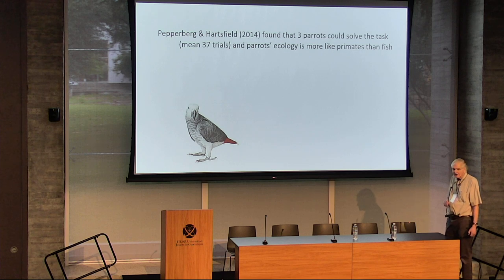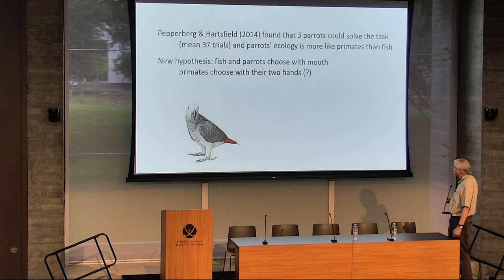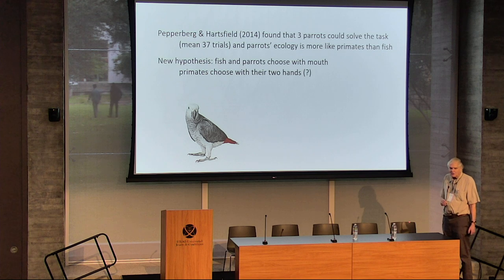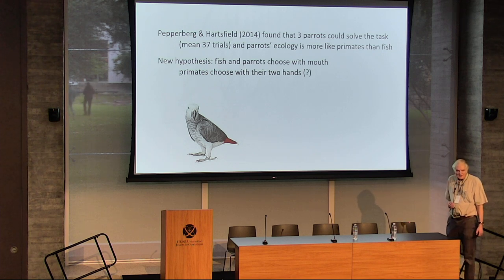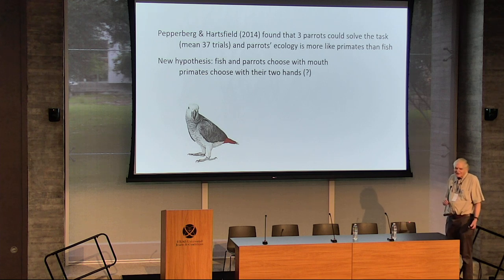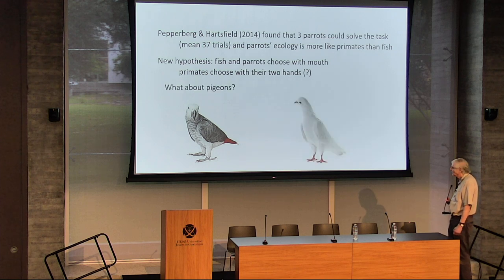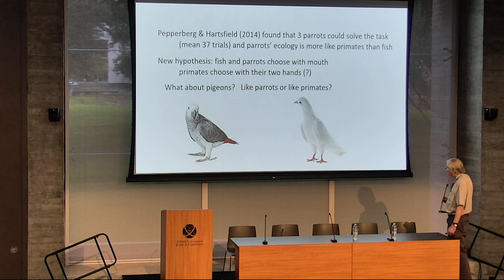So that doesn't seem to be a very good explanation, but she came up with an equally intriguing alternative, which is that fish and parrots choose with their mouths and primates choose with their two hands. And I have a question mark there that says, well, I'm not sure why that should make a big difference, but apparently, and one can think of it after the fact, when you're choosing with two hands, you may try to choose both, and you're not allowed to choose both at the same time. That's another hypothesis. Our thought was our pigeons are not any more clever at this task than primates, and they certainly choose with their beaks. So we ran the same experiment with pigeons. Are they like parrots or like primates?